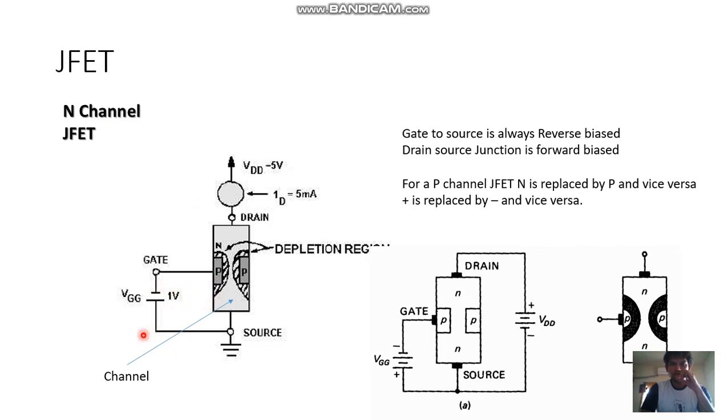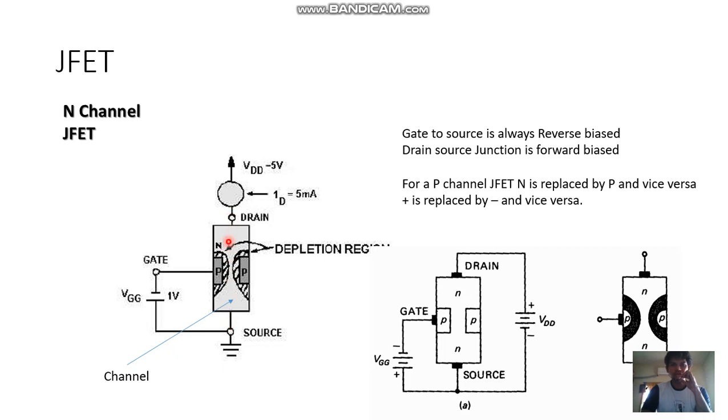So when we increase this voltage, what happens? The depletion layer increases. In the reverse bias region, the depletion layer increases. I hope you know this from studying the diode. In a diode also, in the reverse bias region, the depletion layer increases. Depletion layer means there are no charge carriers. As there are no charge carriers, the channel conductivity also decreases.